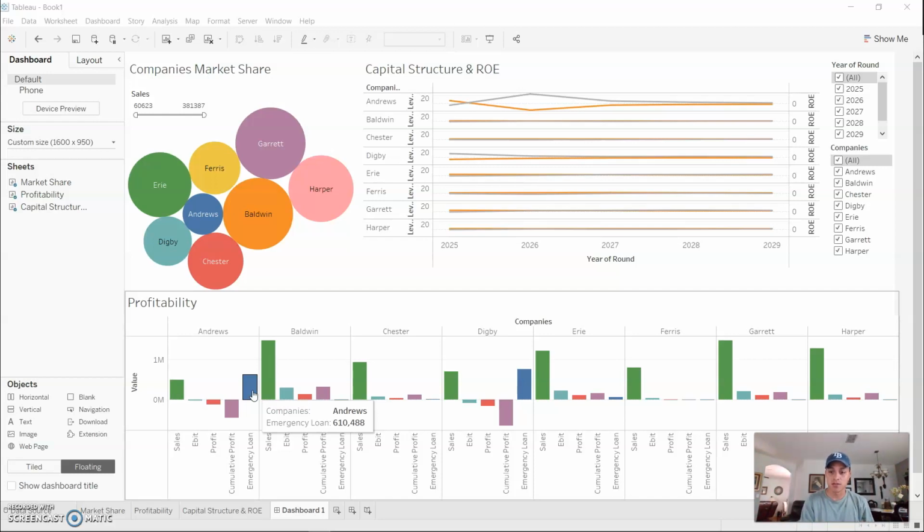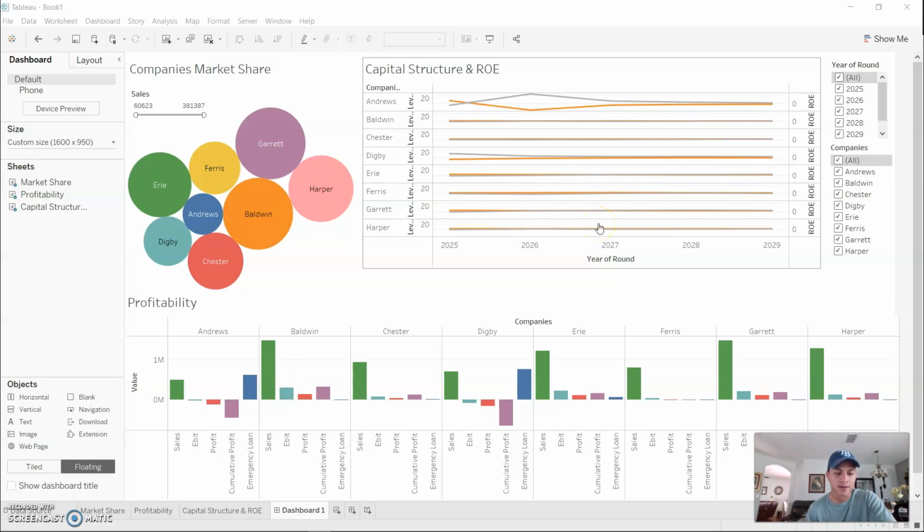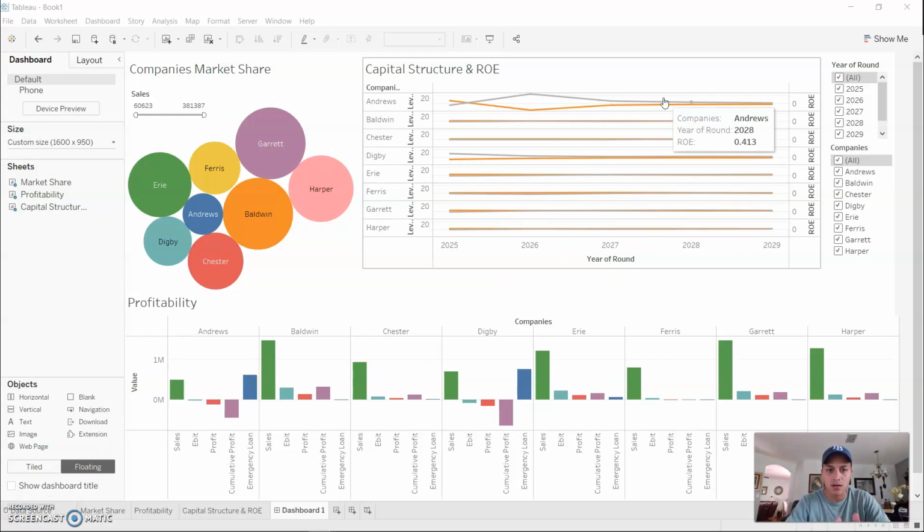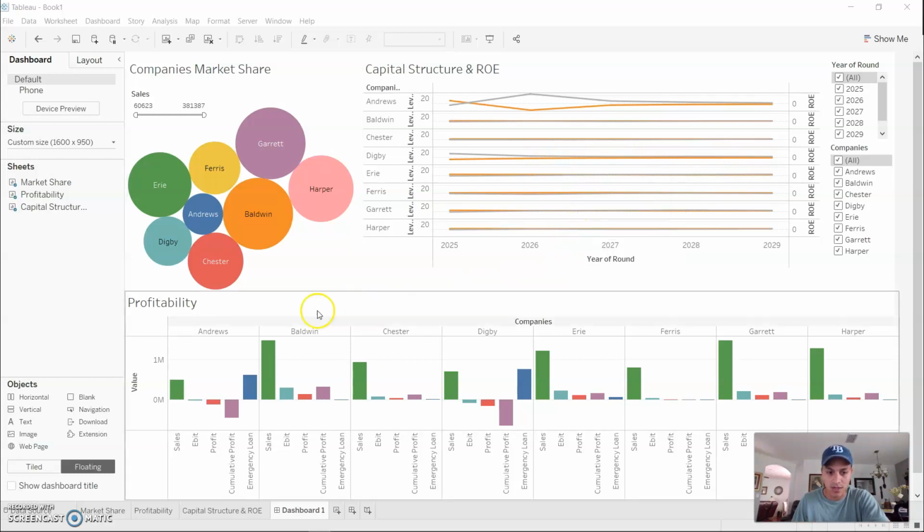so they had to issue an emergency loan because the company didn't have enough cash to cover all the expenses of that year, and ultimately compounded and worsened the profitability of the company. Lastly, on the capital structure and return on equity worksheet, I'll be comparing the best company with the best capital structure and the return on equity against the worst company with the capital structure and the return on equity as well.